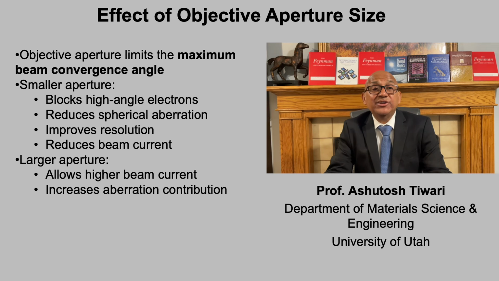As the objective aperture size is reduced, the angular spread of the beam decreases, leading to a smaller aberration disk and improved spatial resolution. At the same time, fewer electrons are transmitted through the aperture, resulting in a reduced beam current. The objective aperture therefore provides a practical means of controlling the trade-off between probe size and beam current by regulating the range of ray angles allowed to participate in image formation.